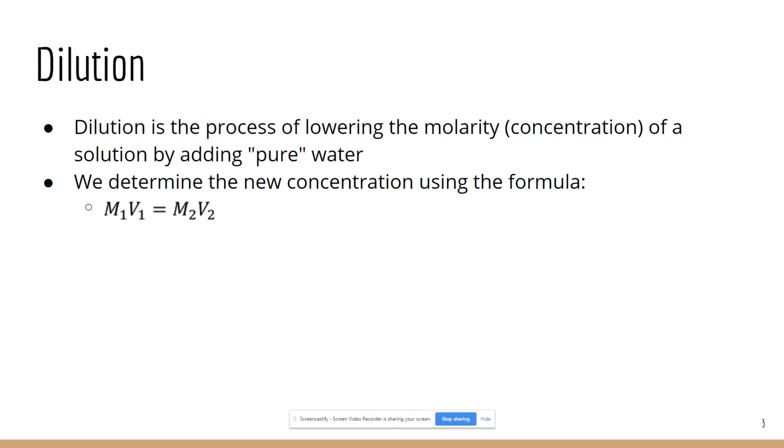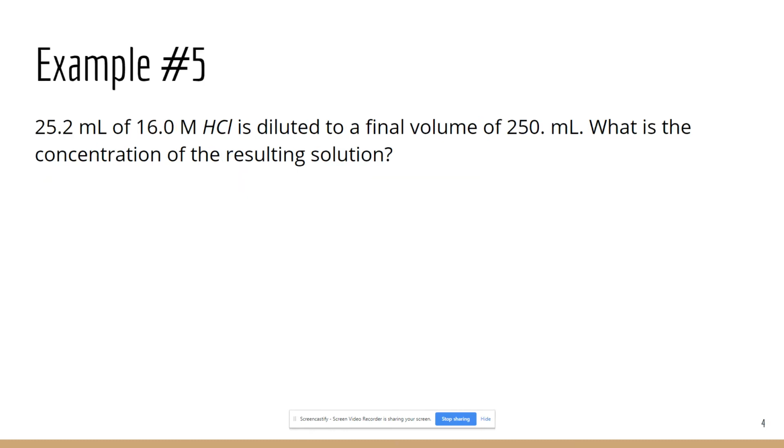We could do a whole complex calculation where we calculate number of moles and divide by new volume, but that takes a really long time. So we can just use this formula right here, M1V1 equals M2V2, to determine the new concentration. M1V1, the initial concentration times initial volume, is equal to the final concentration times final volume. This works out because it actually means moles equals moles, meaning we're following the law of conservation of mass. Pause here.